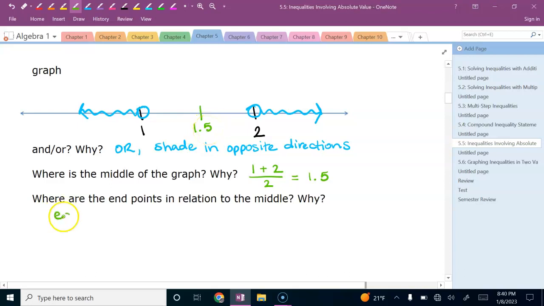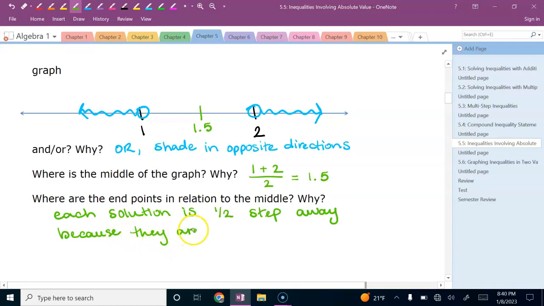So I would say each solution is half, or 0.5, a step away, because they're asking why. We would say because they are, I'm going to throw a fancy word here that you may not have heard before. It's equidistant, which means equal distance. Okay, so if things are equidistant, that means that they have the same distance away from something.